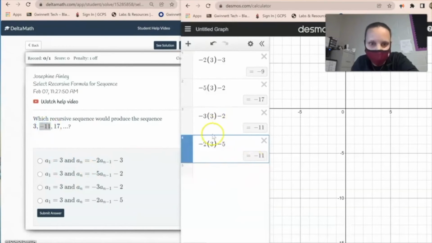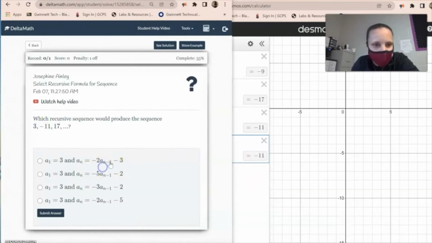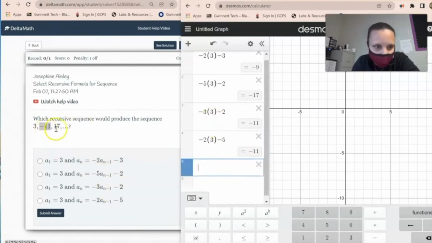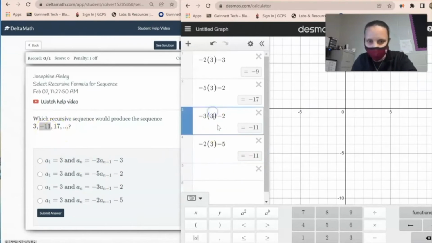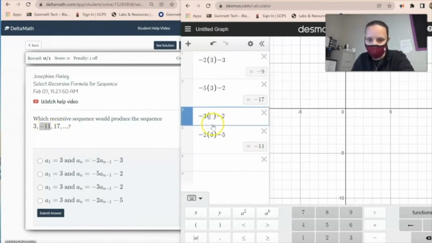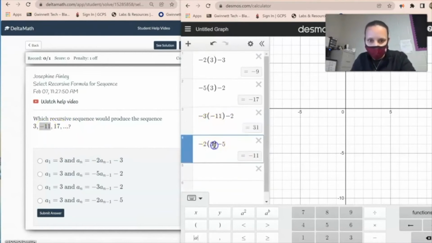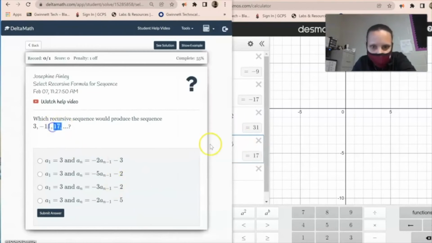So these last two. So now I'm looking at these two. When I put in the term, so now I'm on A2, right? A2 is now -11. So when I put in that term and do this to it, do I get 17? So now when I put in the next term, which is -11, so right here, because these are the only two that are working so far. So -11 and -11. Do I get the next one, which is 17? Only on the last equation.